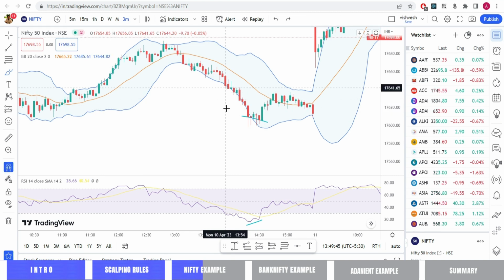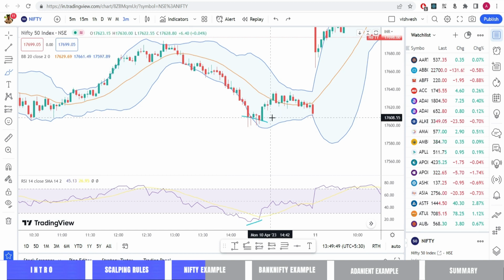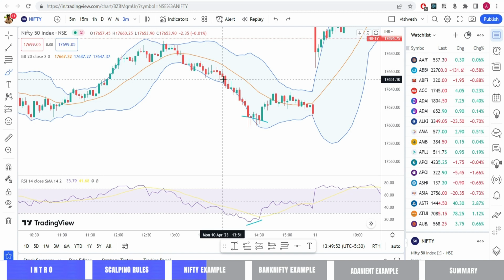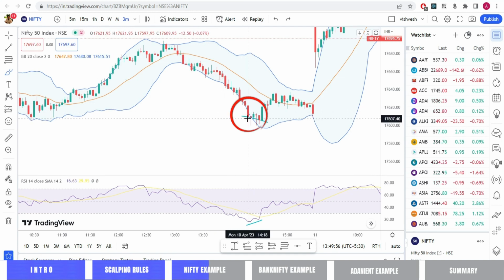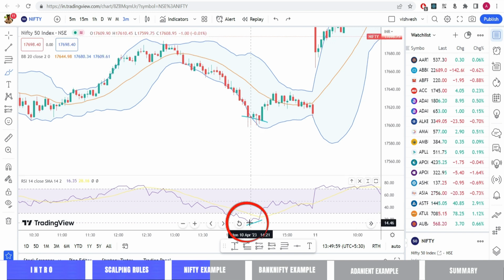So we should know the exact time to take the entry, and for that we are going to use the RSI divergence. What we're trying to see here is, first step, we are looking for the stock to be below the Bollinger Band. Once that is true, we look for if we get a divergence.